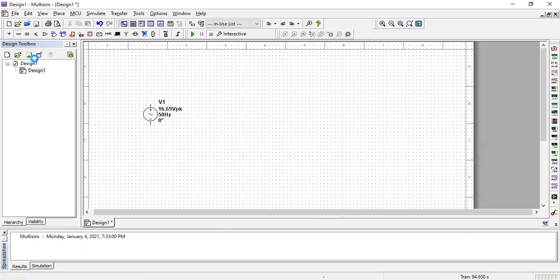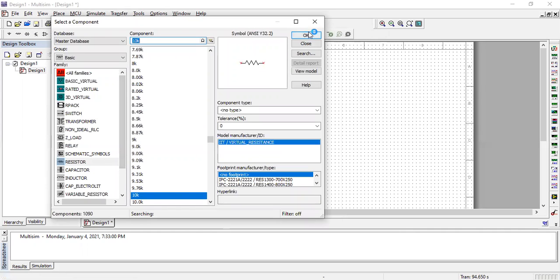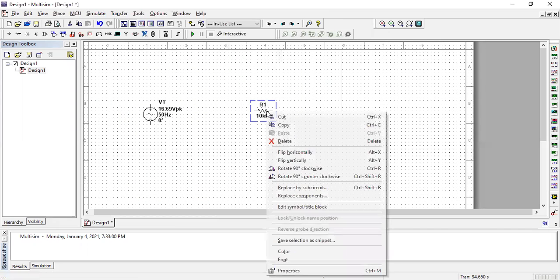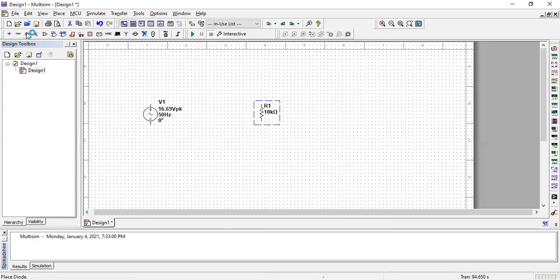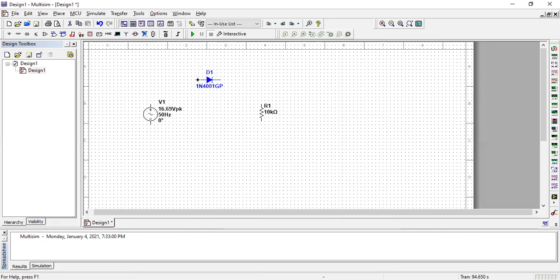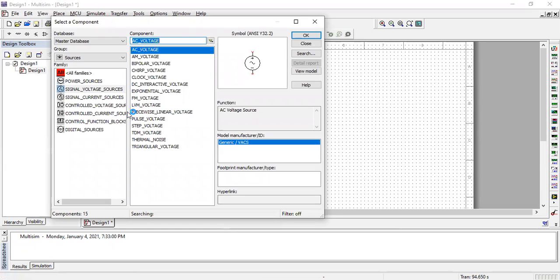Okay, now we need resistor. We'll take 10k ohm resistor. We require diode for your half wave rectifier. Okay, now we'll connect this circuit. We need ground. Never forget to ground your circuit.